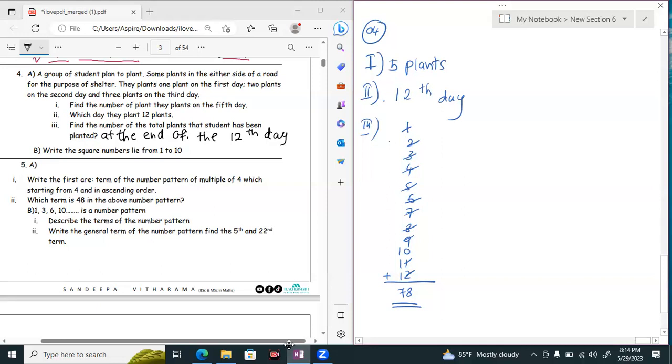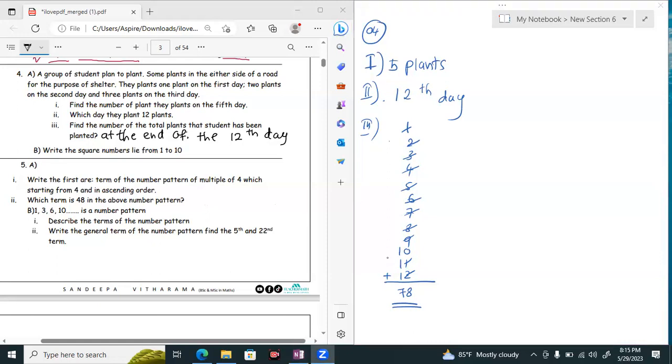Have you got 78 as your answer? Yes, teacher. Okay. Write the square numbers that lie from 1 to 10. What is meant by that? The square numbers lie from 1 to 10.